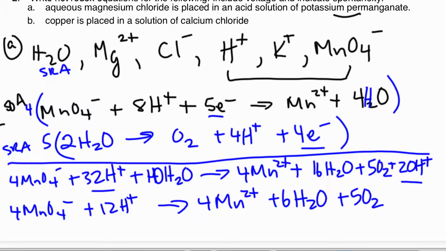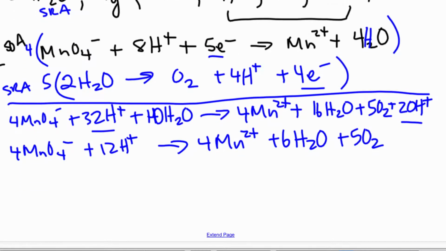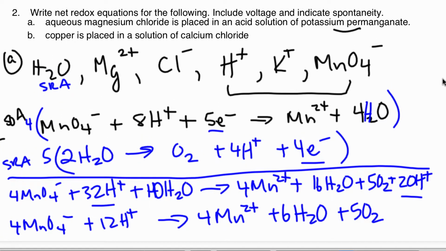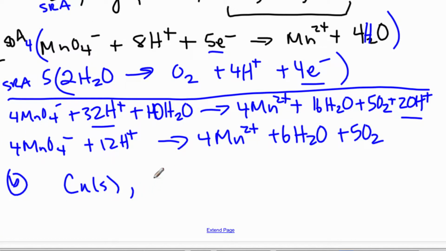Let's do the next one. So this is B. Copper is placed in calcium chloride. Copper, so it's copper solid, is placed in a solution of calcium chloride. They say solution, so I'm writing water. Calcium chloride's ionic, so it'll separate into calcium ions and chloride ions.